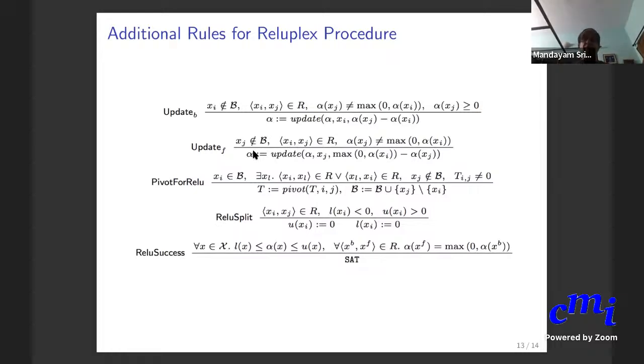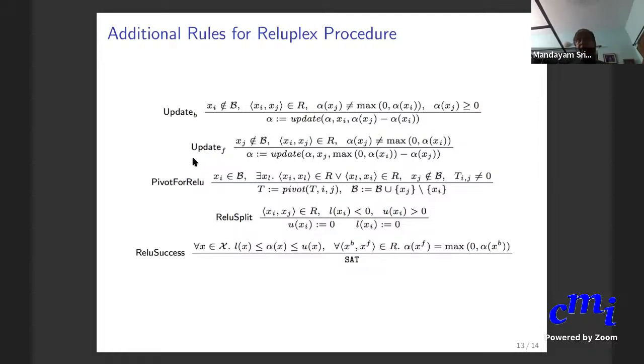One, if xi is negative, then you will have to set the forward variable xj to 0. But if the input is positive, then you will have to make it equal. That's done by this update operation, which computes the delta required to bring xj to satisfy the ReLU constraint.